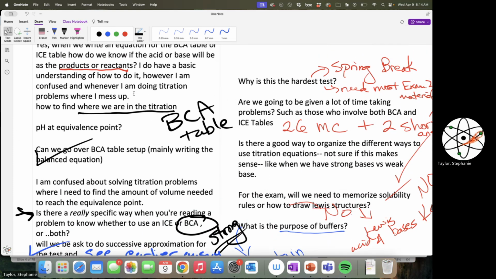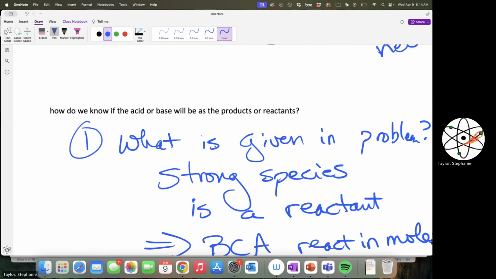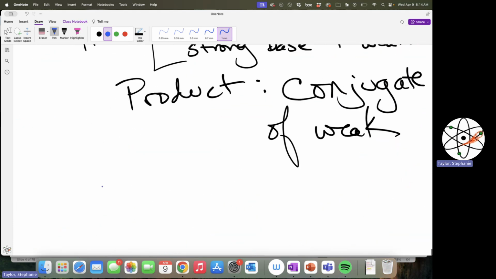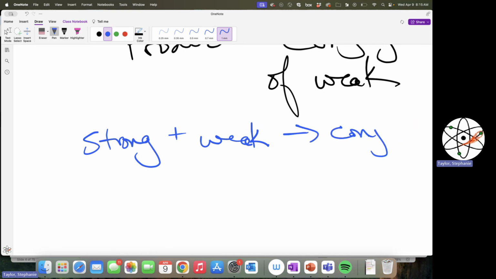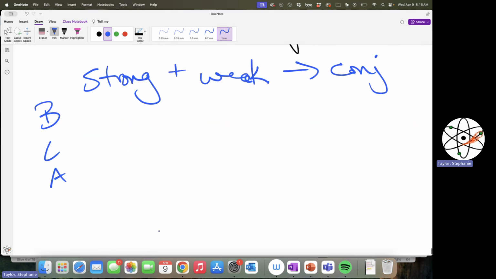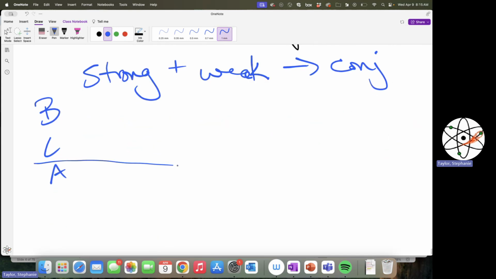So I'm going to talk about BCA tables, where we are in the titration, the pH at the equivalence point, and solving volume. Okay. So your BCA table is going to have a strong species, and we're going to say it has a weak thing, and that makes a conjugate. We're going to go with this setup. You've got a BCA table. You do all the math in the moles. We're dealing with after.